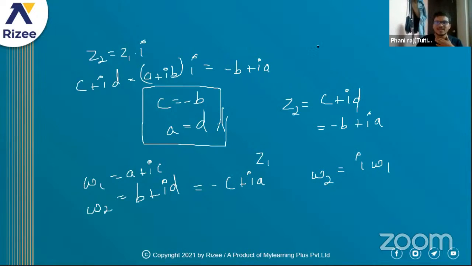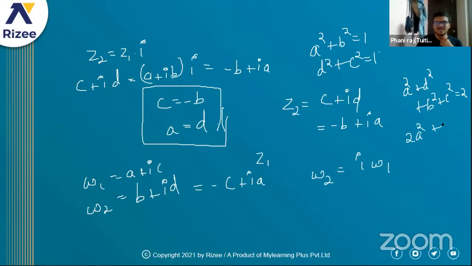Now you see A square plus B square equal to 1 because mod Z1 equal to 1. But A is also equal to D. D square plus B square, B is also equal to minus C, so C square, equal to 1. So add them both. You get A square plus D square plus B square plus C square equal to 2. But A is D. So 2A square plus 2C square equal to 2. So it says A square plus C square equal to 1.